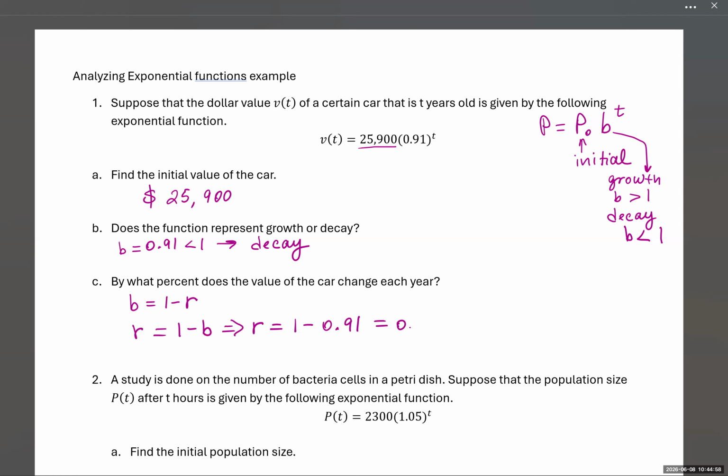Do the calculations: 0.09. But then r is a rate, and it's always measured in percent. So we need to multiply this 0.09 by 100 to get percent. So this is 9%. We did that by multiplying by 100. So that is the answer to part C.